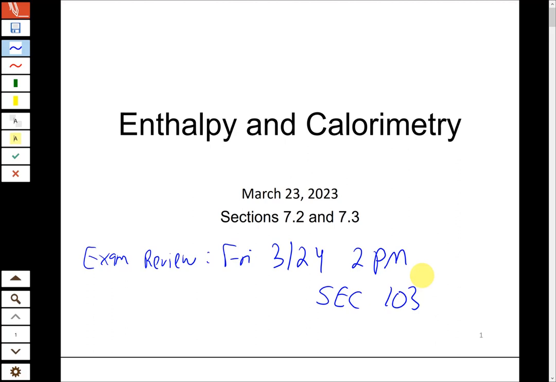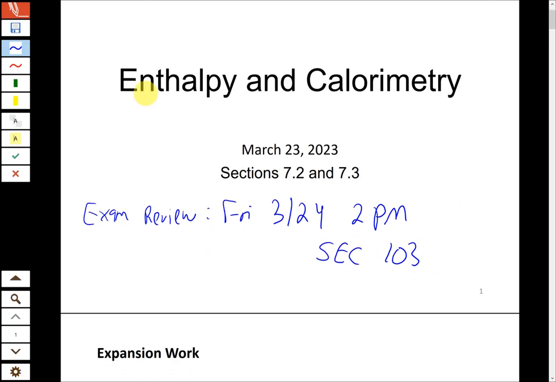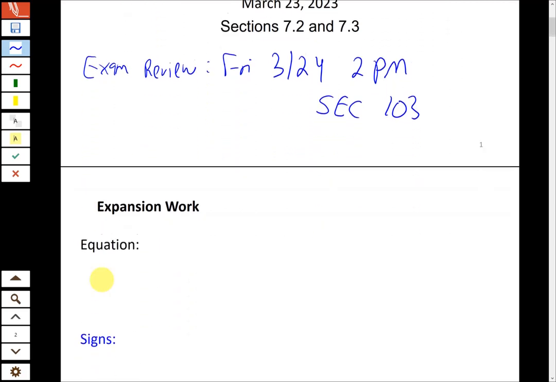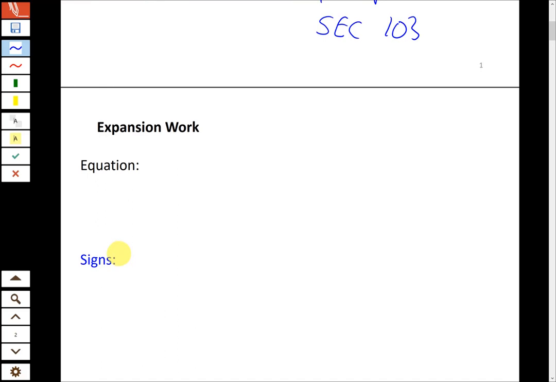All right, so we're going to continue on with where we left off last time and hopefully make it a little bit more relevant to chemistry today and less physics-like. So the key thing we learned last time was that the change in internal energy for a system is equal to Q plus W, where Q is the heat and W is the work.